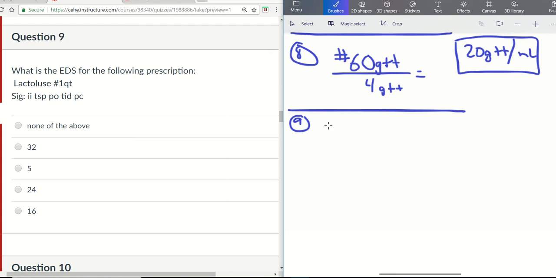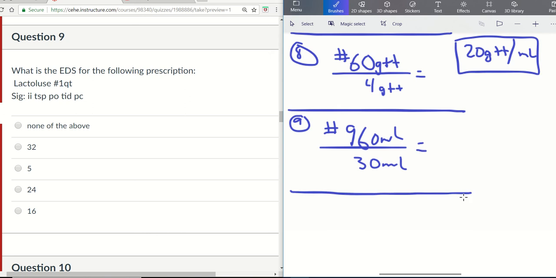1 quart. How many mLs is 1 quart? 960 mLs. Very good. Teaspoon. 2 teaspoons is 10 mLs. TID is 3 times. So that's a total of 30 mLs in a day. So this would last them about how much? 32 days?